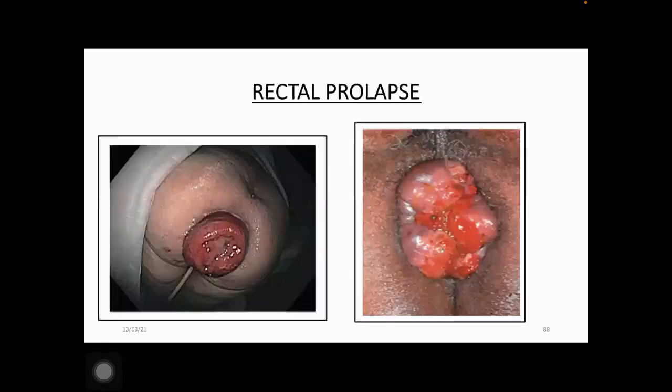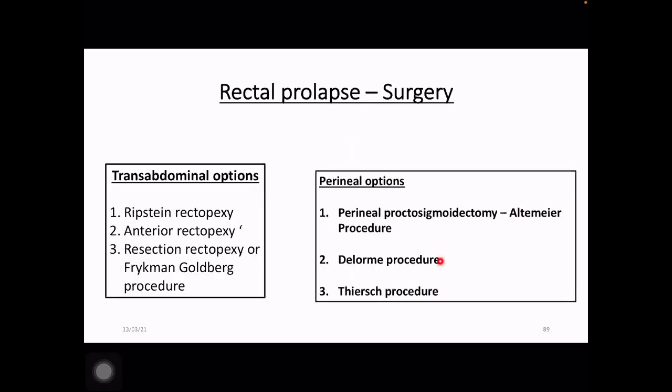The other procedure is called Delorme. Delorme is basically an ideal procedure for a partial mucosal prolapse, in which you just do a mucosal sleeve excision and a circular muscle plication. I'll show you in a picture. The Thiersch procedure is usually done for patients who are completely unfit for anesthesia, the elderly, moribund patients who are bedridden. In such patients, you do a Thiersch procedure.